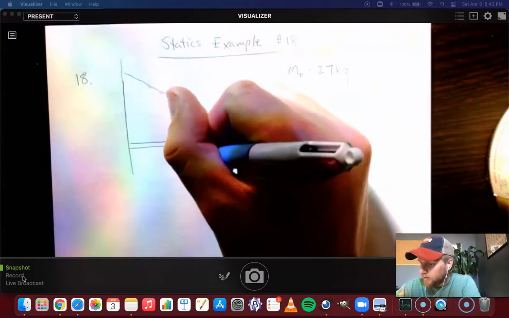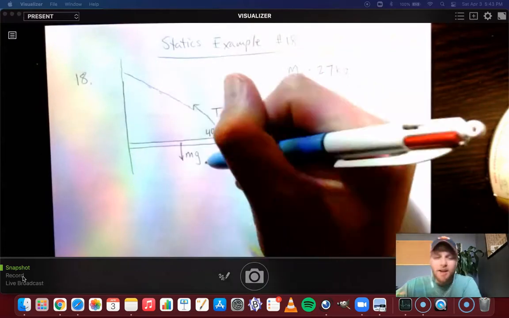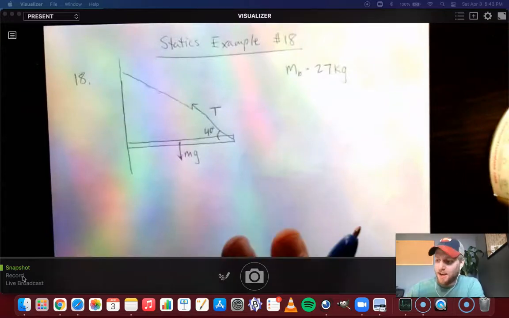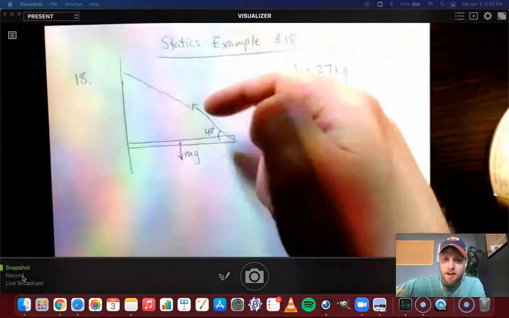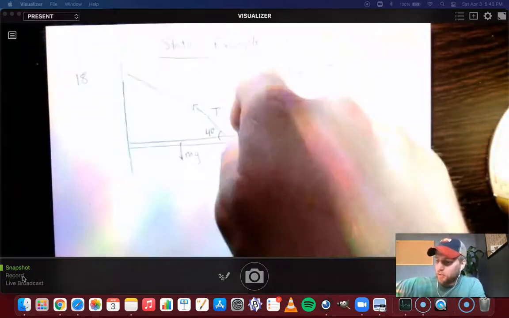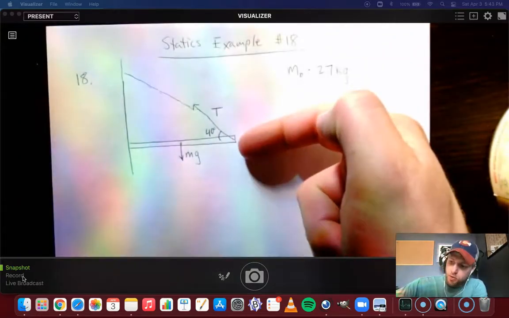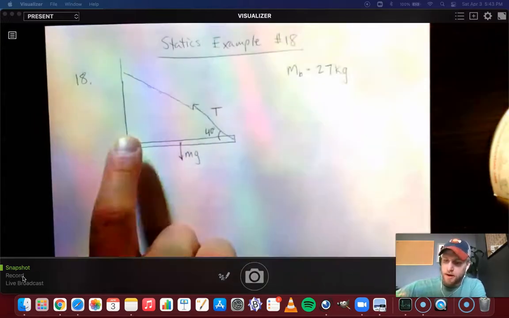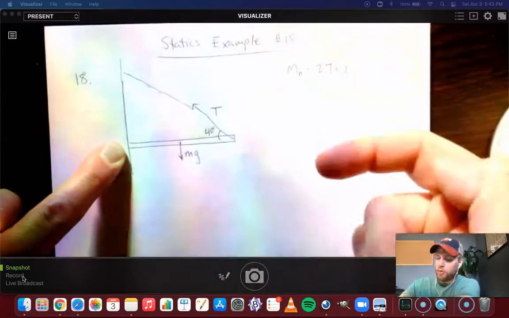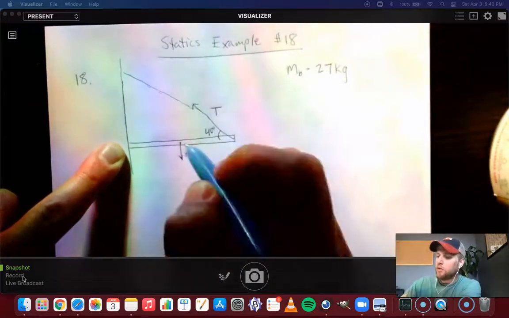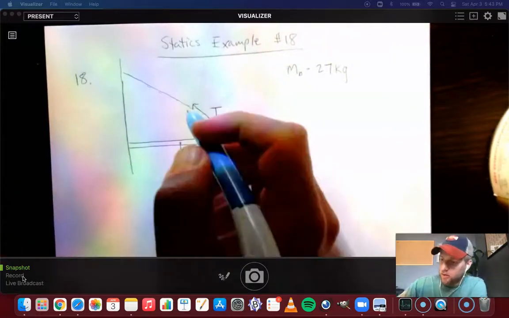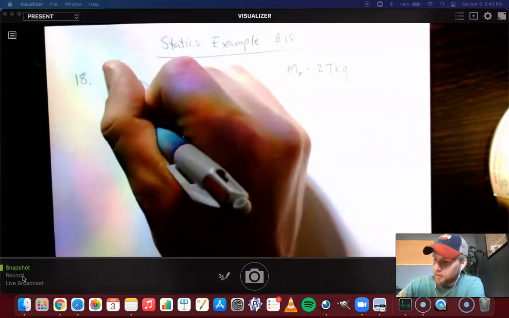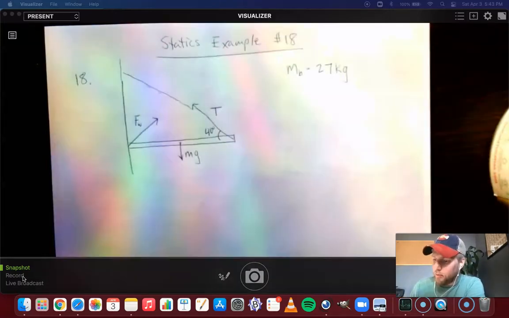So I'll add on here, we've got mg, and the final force, which is part of the question, is the force from the hinge. If you think about it this way, the tension is pulling this towards the wall. Because this has a weight here, it will want to rotate about this point right here, and it will be pulled towards the wall. So the wall has to exert an equal and opposite force, something like this. Now, to be clear, I'm going to call it FW, force from the wall.